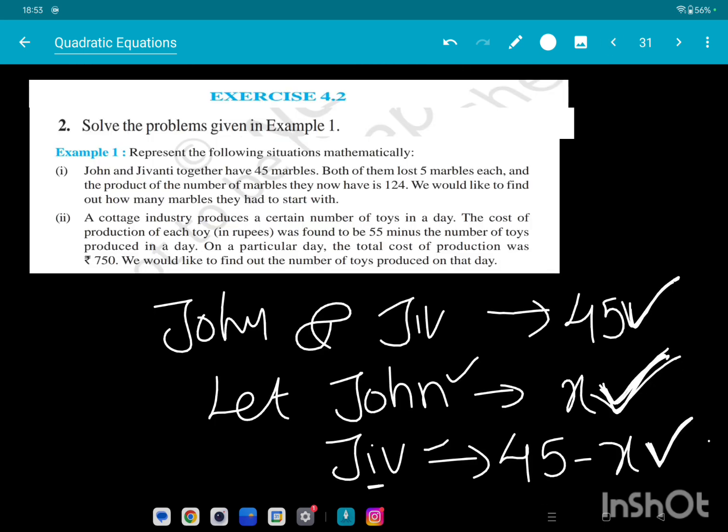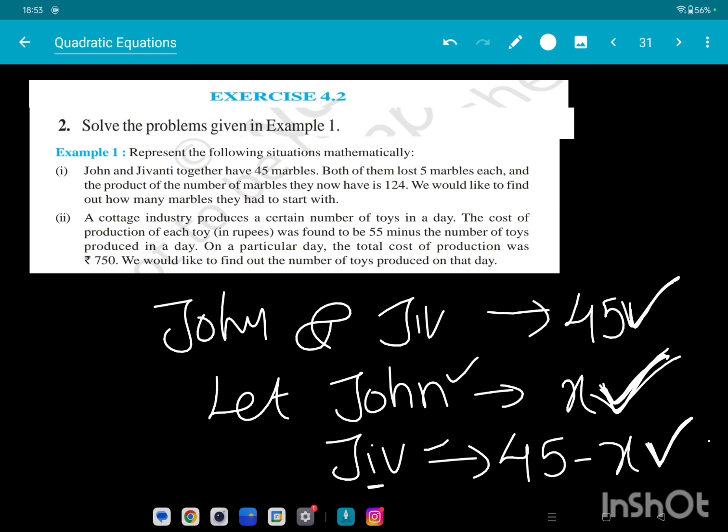What is the next problem here? A cottage industry produces a certain number of toys in a day. This problem we already discussed in the previous videos, so again I am doing it for you. A cottage industry produces a certain number of toys in a day. So in a day a certain number of toys will be produced.